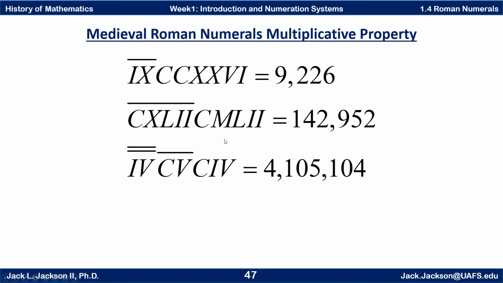And finally, the last one, you could have multiple of these bars. So here we have IV, and a bar multiplies by 1,000, another bar multiplies by another 1,000, which makes this IV being 4. The two bars turns it into 4 million. The CV is 105, but the bar turns it into 105,000. And the CIV is 104.